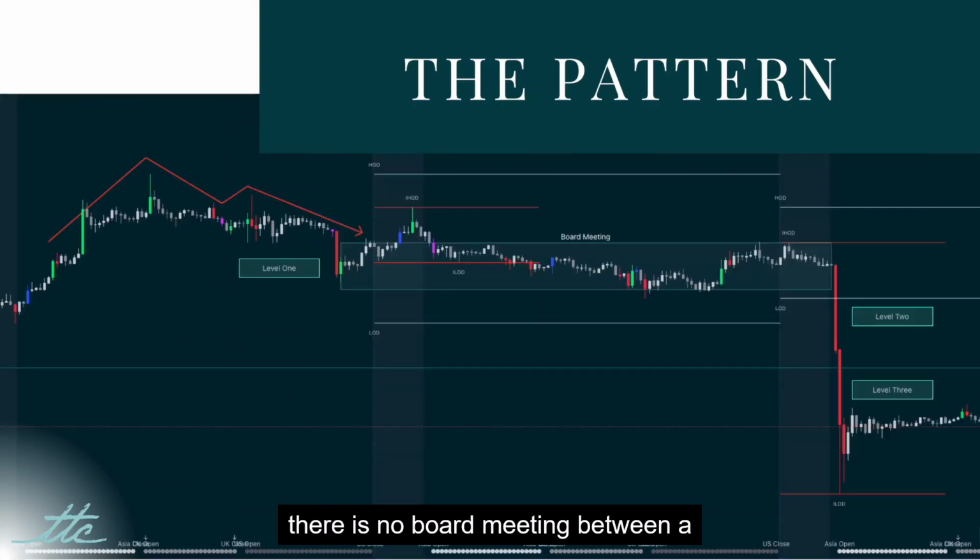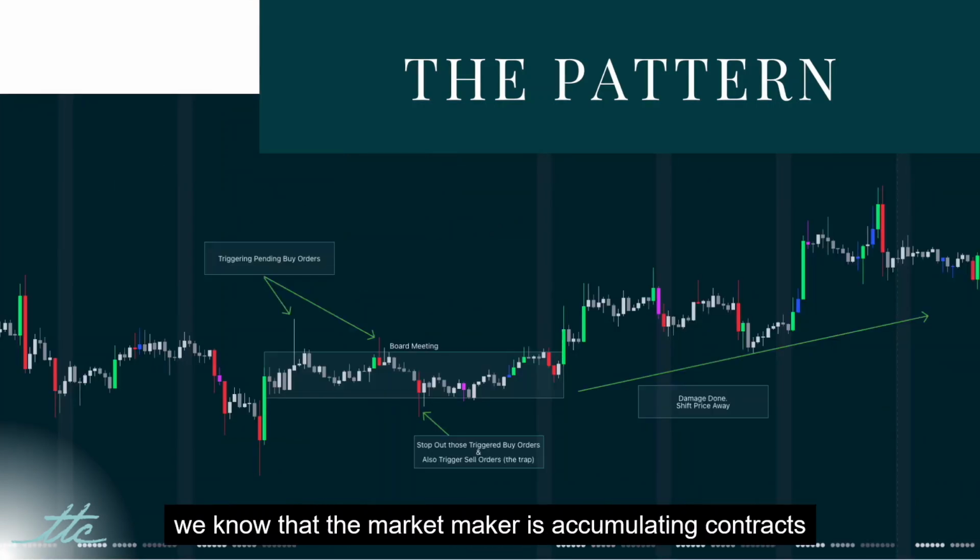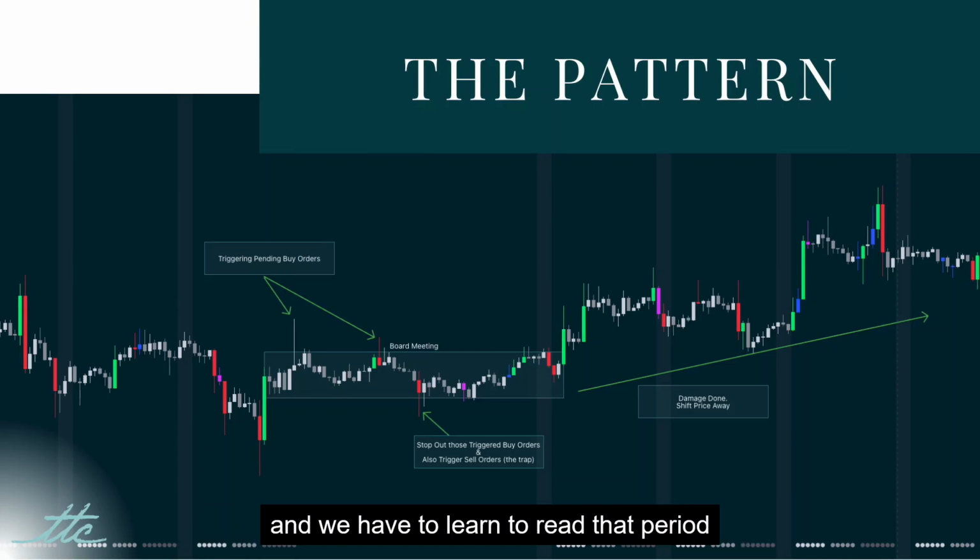If there is no board meeting between levels, then the market maker already had what they needed to keep going. If there is one, then we know the market maker is accumulating contracts, and we have to learn to read that period of consolidation to get an idea of what move the market maker is going to make next.